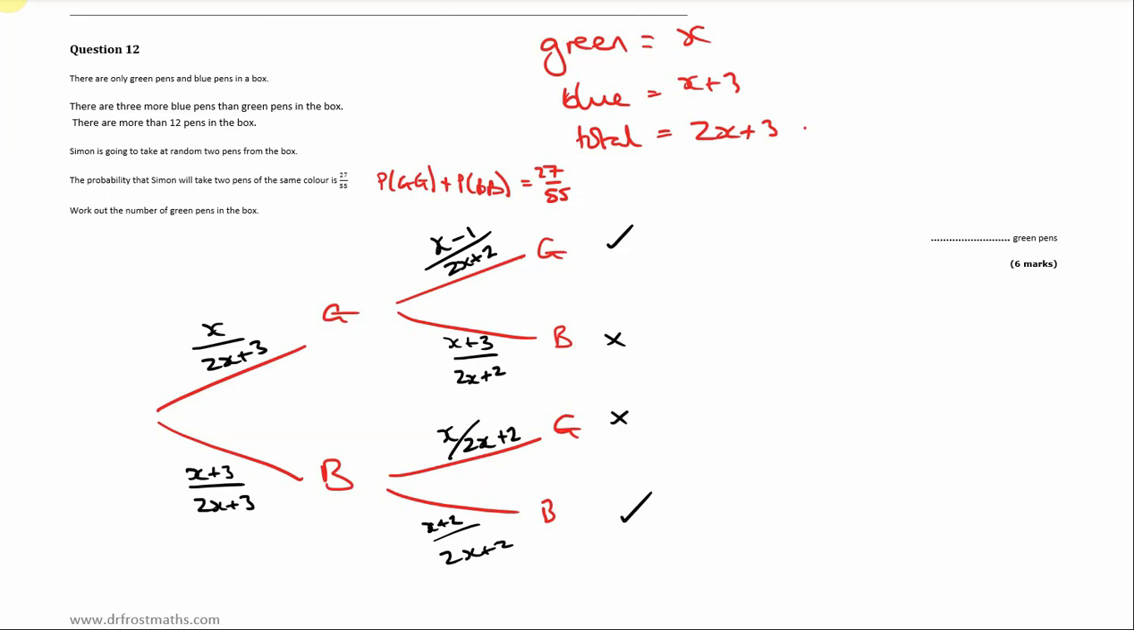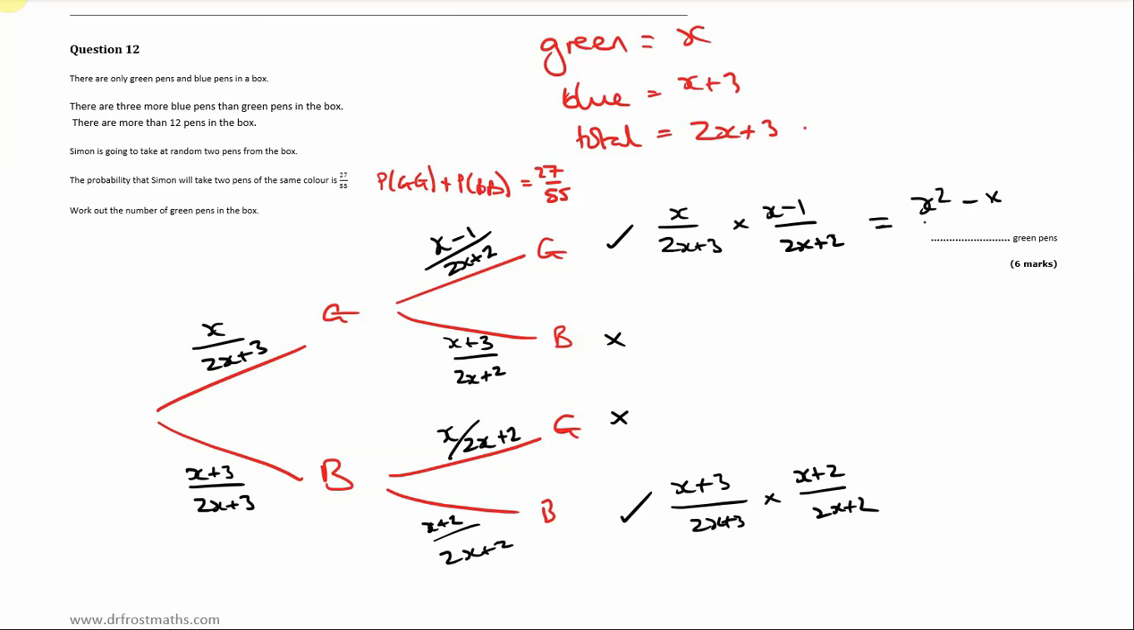I don't want them to. I mean, you could do them two and take away from 1, but what's the point? I'm going to find out this one first. So x over 2x plus 3 times x minus 1 over 2x plus 2. And then this one here would be x plus 3 over 2x plus 3 times x plus 2 over 2x plus 2. Notice how these will end up having the same denominator, so you'd only have to figure out this multiplication once.